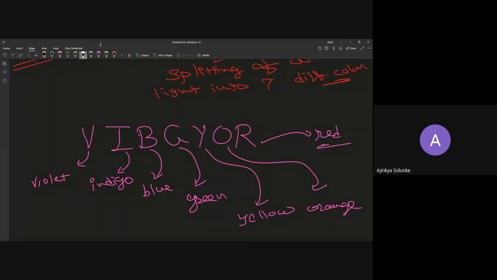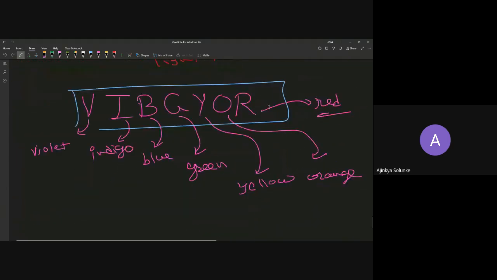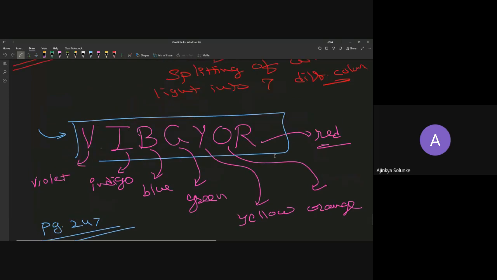I think you have understood why this sequence is important, because in this sequence only we are going to get our rainbow. We are going to get those 7 colors in this particular sequence only. That's why it's very important that you remember this mnemonic. Can you write it somewhere in your book? On page number 247 of the textbook, there is the concept called dispersion. They have given 7 colors. I just want you to write this mnemonic so that it will be easy for you to remember. Okay, let me know once you have written that.